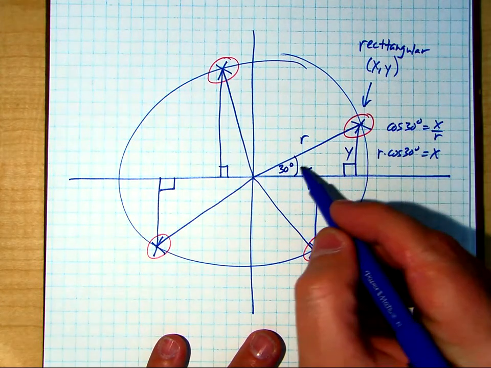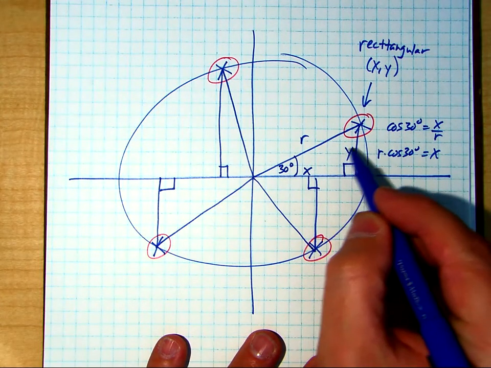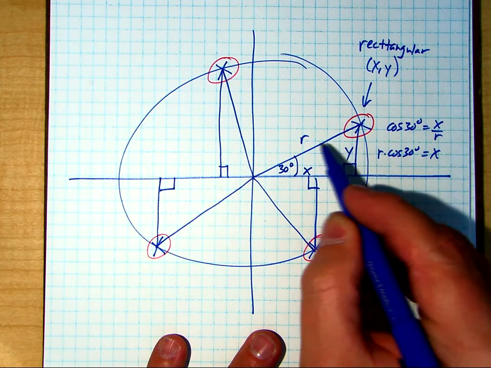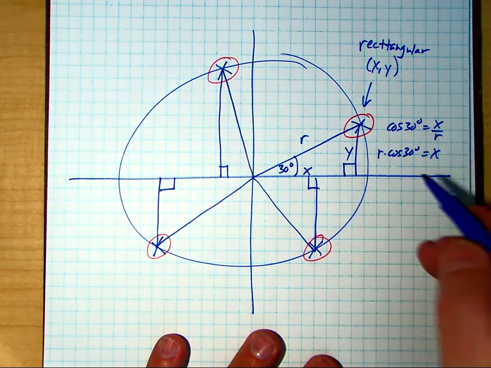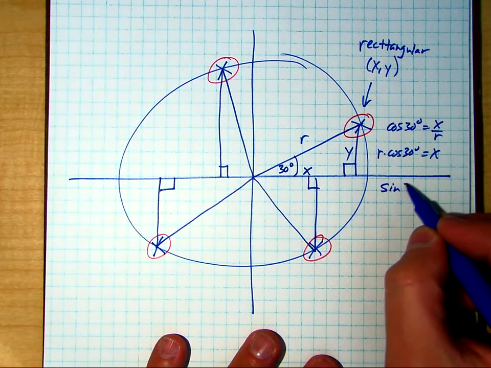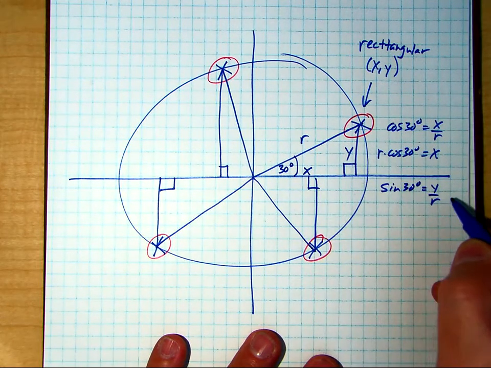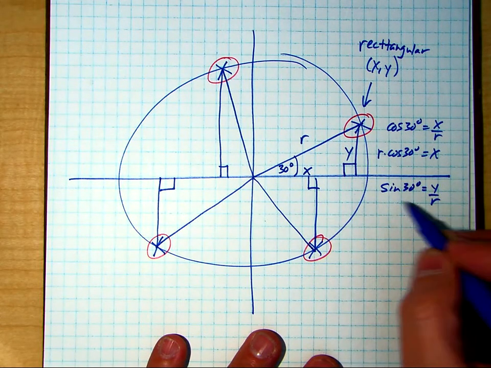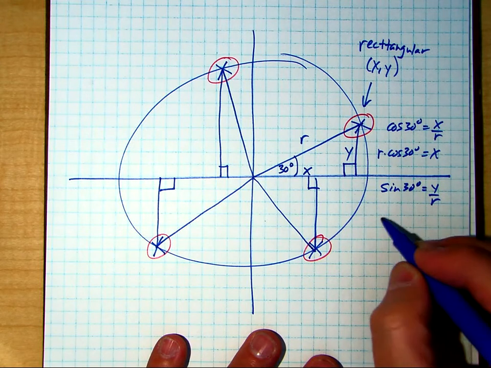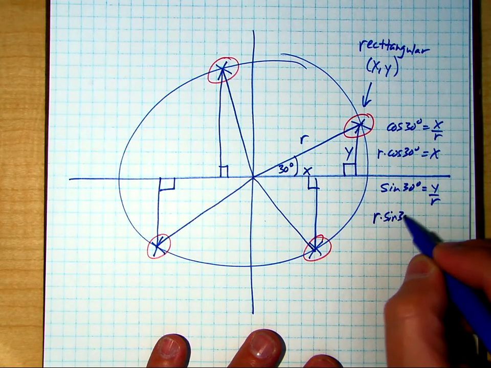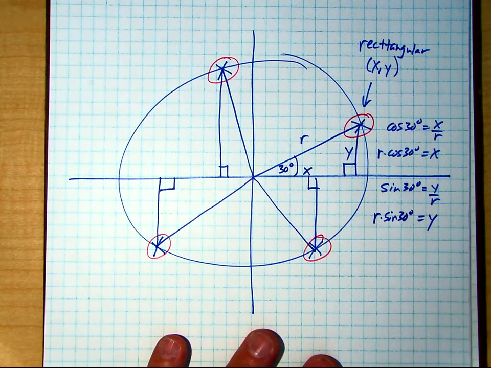But wait a second, 30 degrees, what is the Y? That's the opposite side. Opposite over the radius, if I know the radius. Wouldn't that be the sine of 30 degrees equals Y divided by R? And then to isolate Y, we multiply both sides by R. R times sine 30 equals that side Y. You want to know the cool thing?